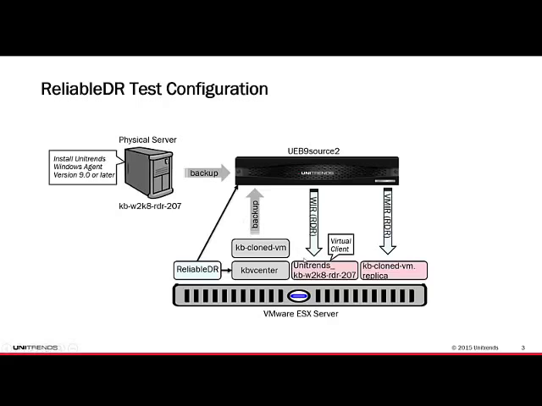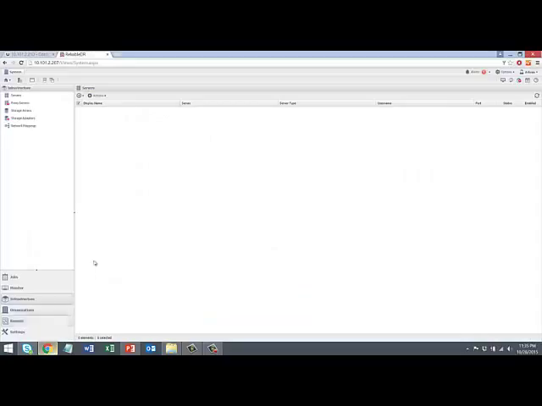So notice prior to configuring this test, we have configured the UEB such that the physical server is doing a Windows instant recovery on this VMware ESX server. So we have a virtual client created here that the UEB is keeping up to date with new backups. That is a prerequisite for configuring Reliable DR. So now let's jump into the software.